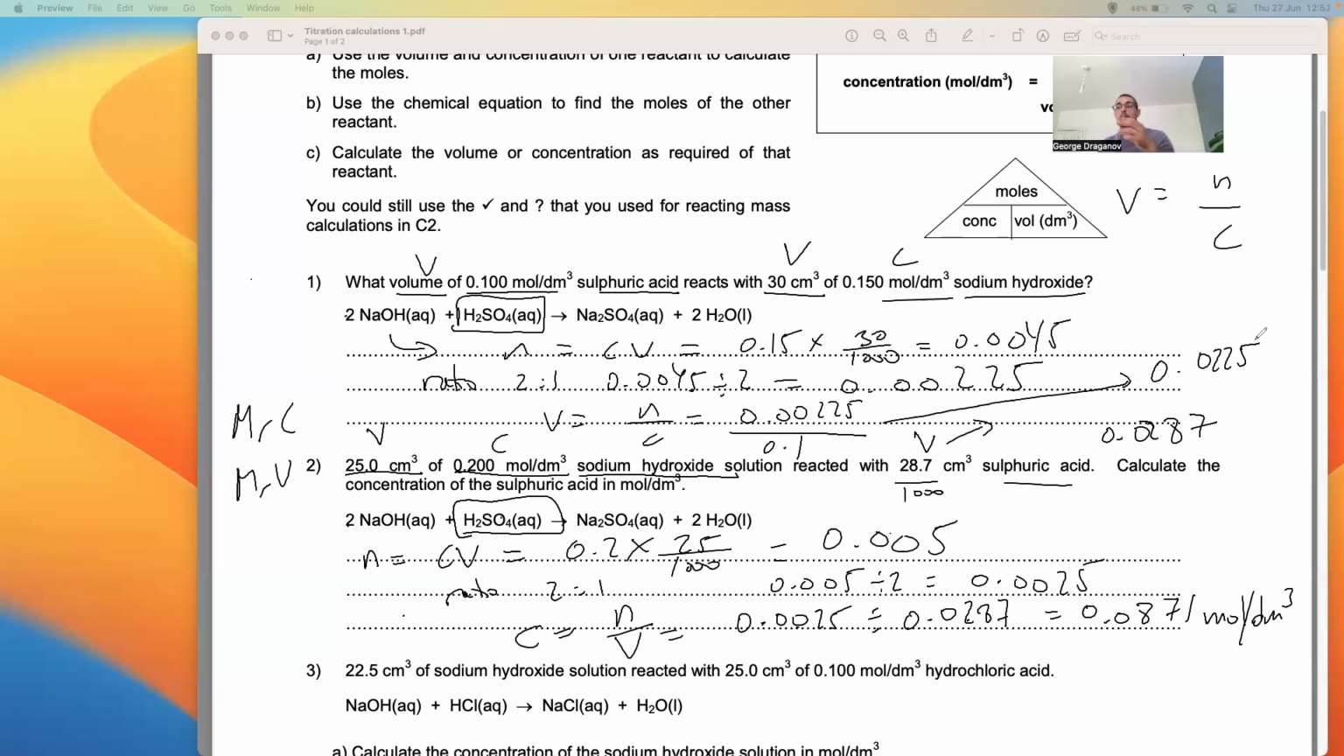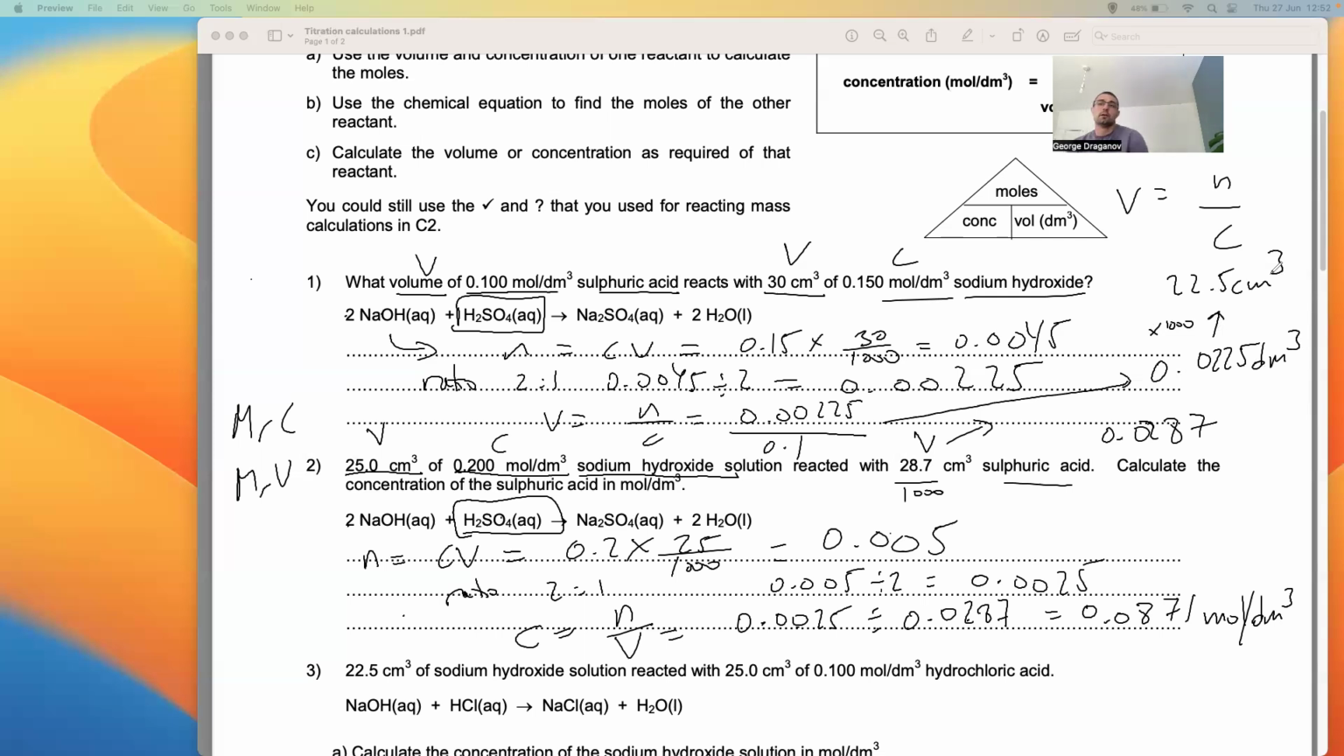0.0225. But what units? Well, the standard unit of volume is decimeter cubed. That's why it seems so small. So often in an exam, they might ask it to be converted to centimeters cubed. So you times it by 1,000, and you'll get 22.5 centimeters cubed.